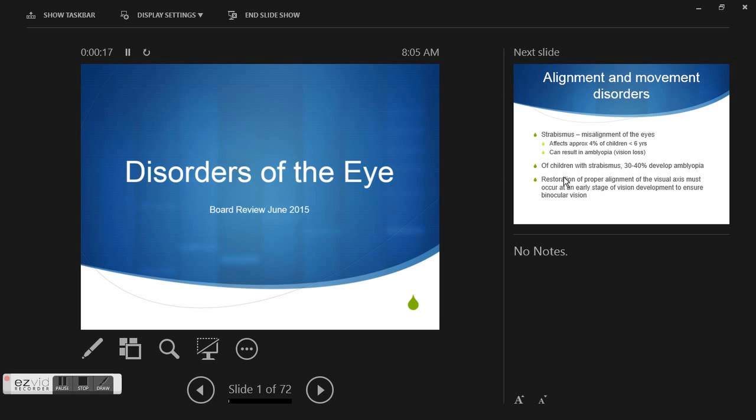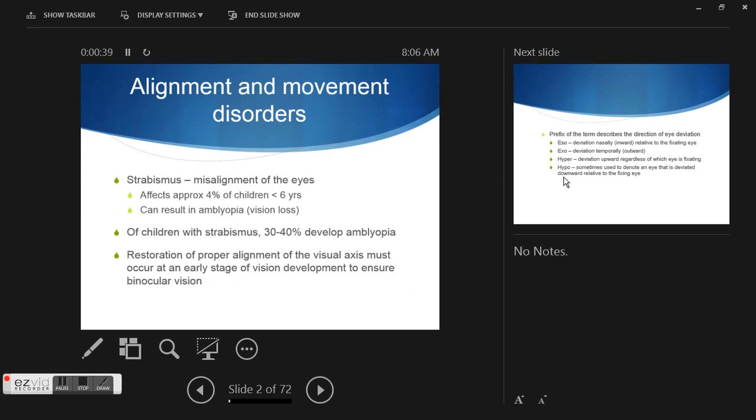So, yeah, the topic this morning is going to be on disorders of the eye. A little disclaimer, I am not an ophthalmologist, so please do not use this as your sole reference for studying. I tried to follow the content specifications as best that I could. So sit back and hold on tight. So we're going to start with alignment and movement disorders of the eye.